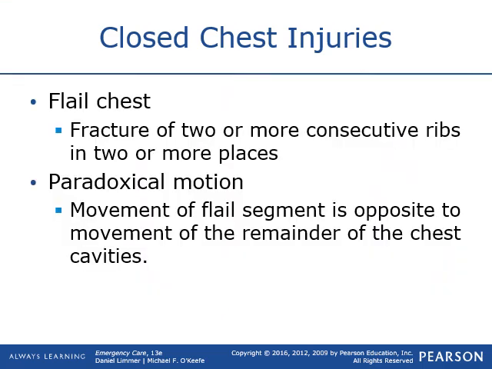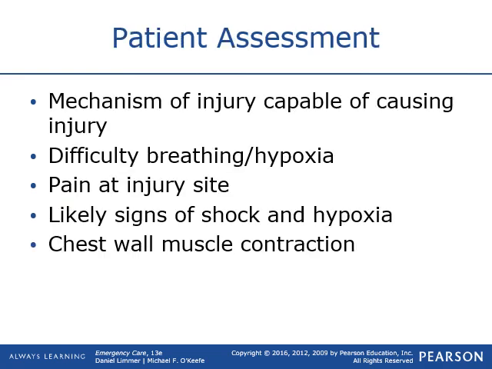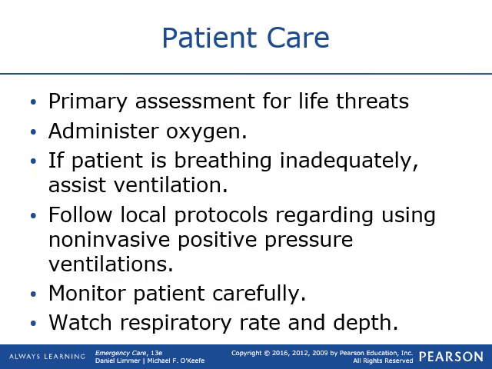So flail chest, fracture of 2 or more consecutive ribs in 2 or more places. The paradoxical motion, again, the flail segment moves opposite to the movement of the remainder of the chest cavity, the uninjured side. So mechanism of injury capable of causing injury. This is your assessment. You're looking for difficulty breathing, hypoxia, pain at the injury site, any bruising, swelling, likely signs of shock and hypoxia, and chest wall muscle contraction.